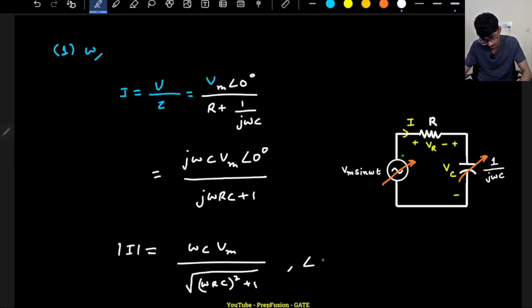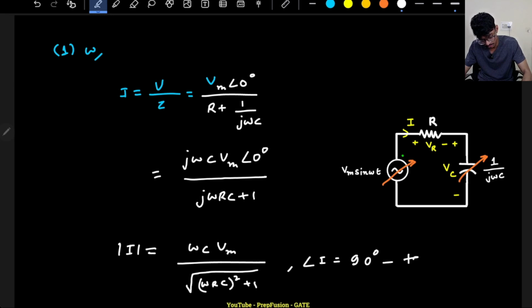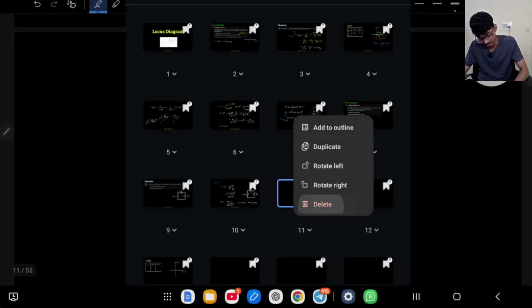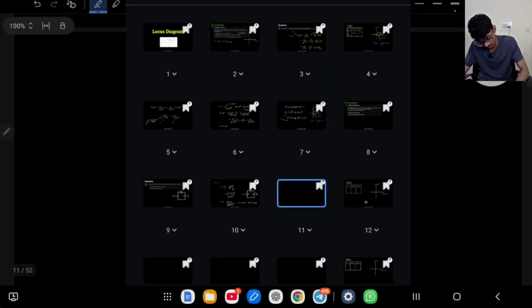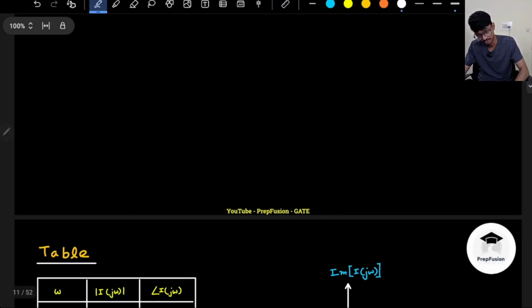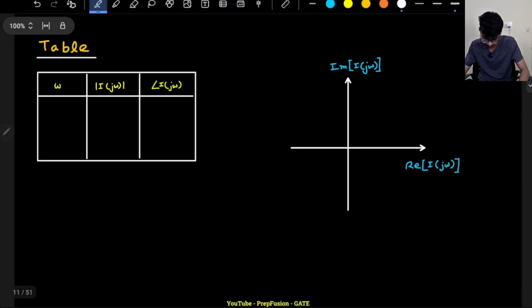And what about the phase? Phase of I, this will provide plus 90, this will provide minus tan inverse omega RC. So 90 minus tan inverse omega RC. This is my phase angle. Okay, so we will have a table where we will put the values basically. So this is the table where I will put the values.